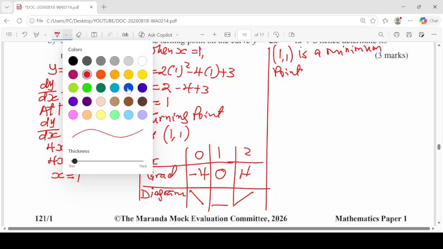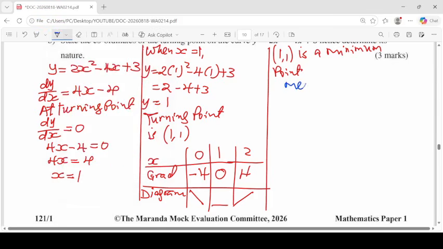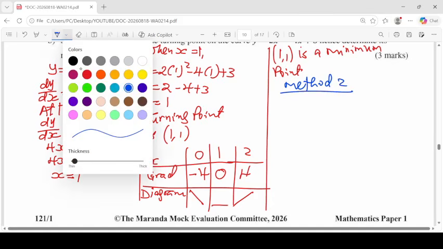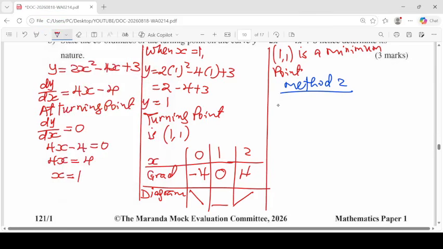Or let me show you method 2 of evaluating the same. With method 2, because I had my first derivative, dy/dx being equal to 4x minus 4, I can now say the second derivative d squared y over dx squared is equal to, when you differentiate this further, you will get 4.